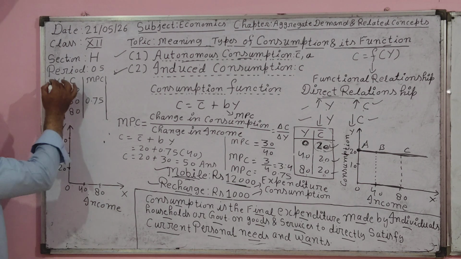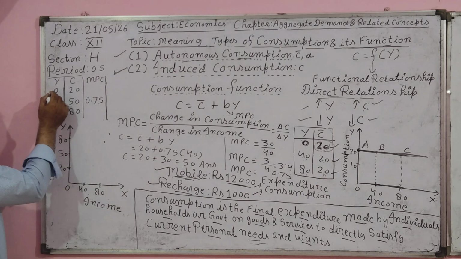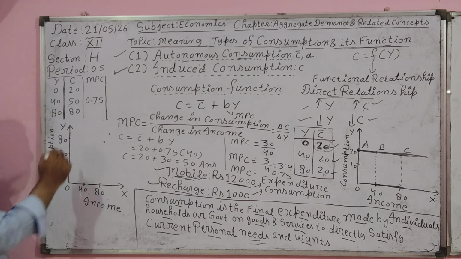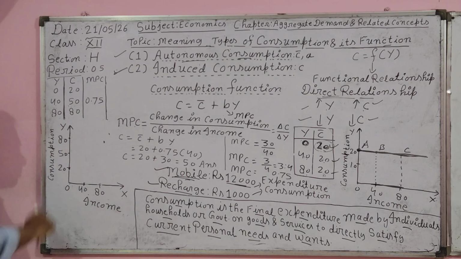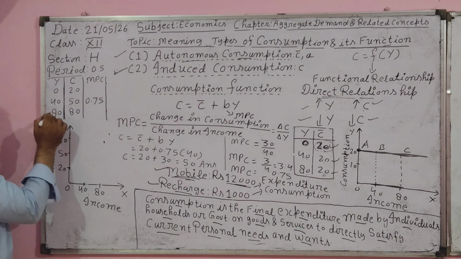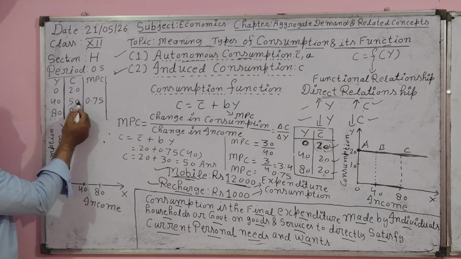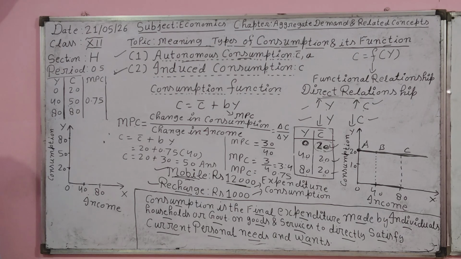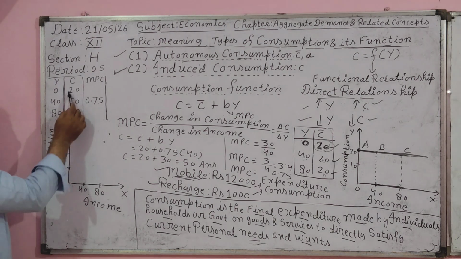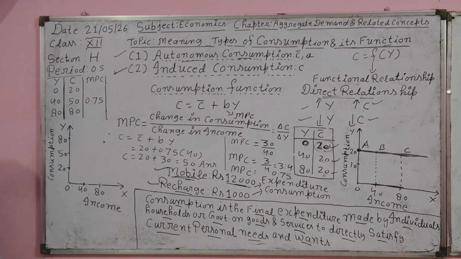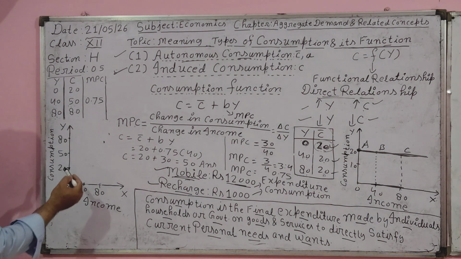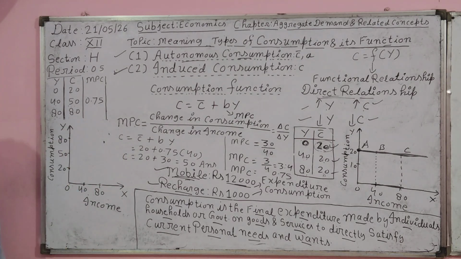In this consumption schedule, our income increased from 0 to 40 and consumption increased from 20 rupees to 50 rupees. Similarly, our income increased from 40 rupees to 80 rupees and consumption further increased from 50 rupees to 80 rupees. In this way, income and consumption both increased simultaneously. It shows direct relationship between income and consumption. Due to this direct relationship, the consumption curve will be an upward sloping curve.